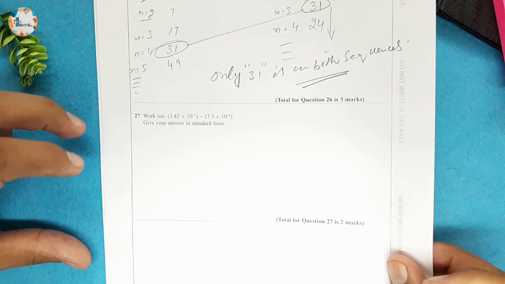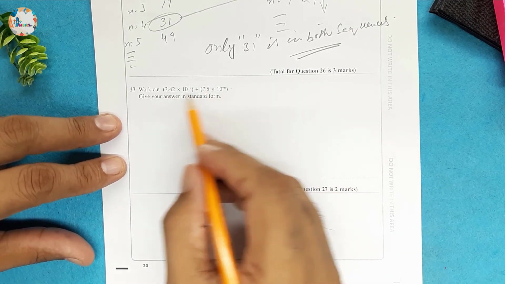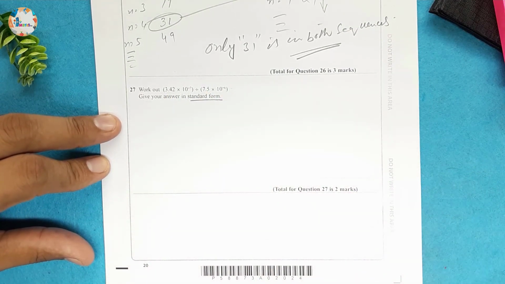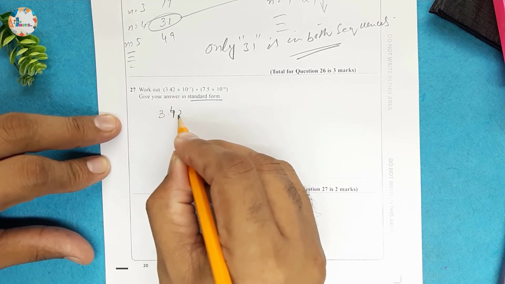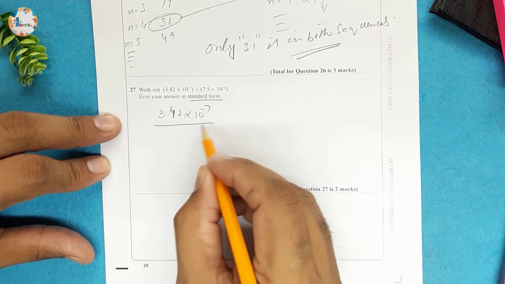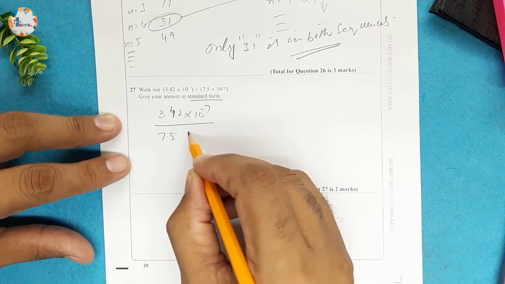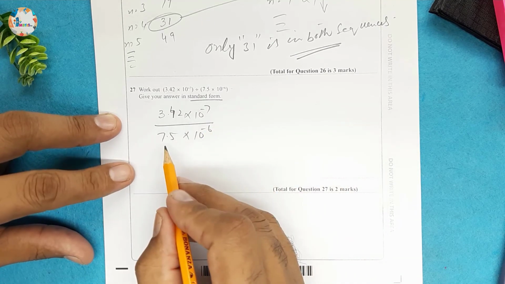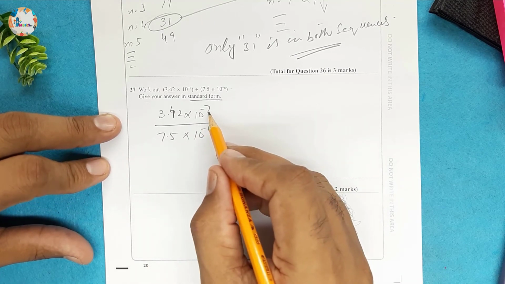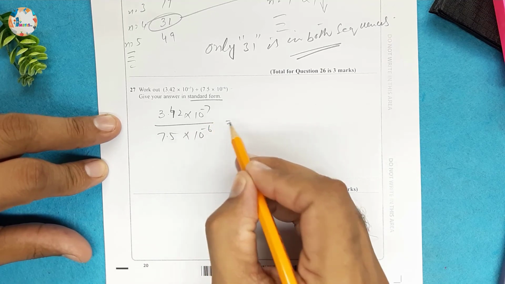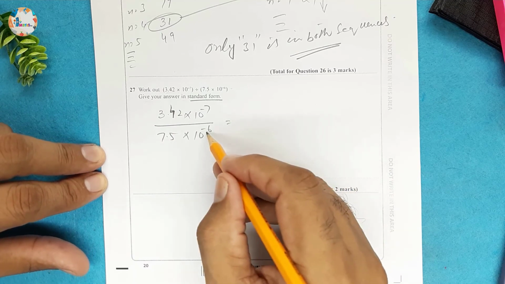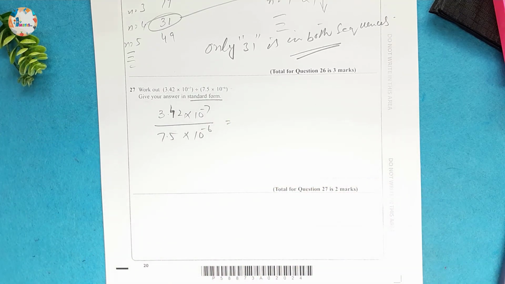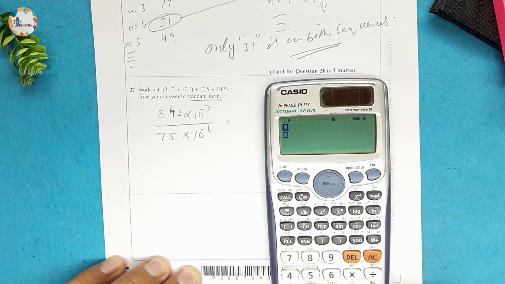Now question number 27. Work out this, give your answer in standard form. So we can write it as 3.42 into 10 raised to the minus 7 over 7.5 into 10 raised to the minus 6. Now we can change this one into plus 6 when we move it to the numerator. Otherwise we can directly use the calculator.